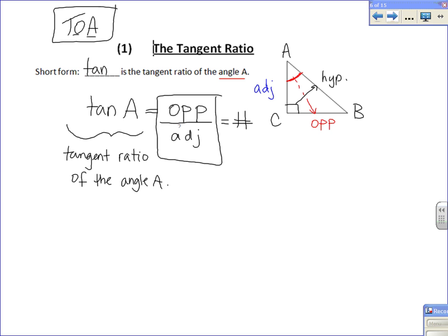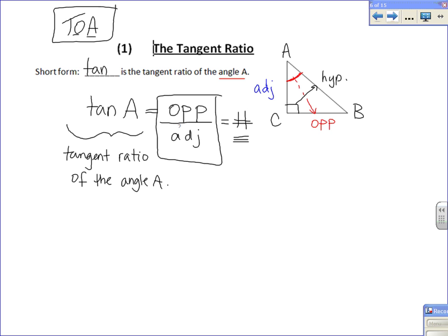If I want to find the angle A, which I will do later on, I have to do something else to this. When I plug my numbers in and come out with this number at the end, this is not the angle A. We want to be really clear. This is simply the tangent ratio of the angle A. It's just a number that we get when we take the opposite and divide it by the adjacent. But this number will allow us later on to figure out what that angle A is.